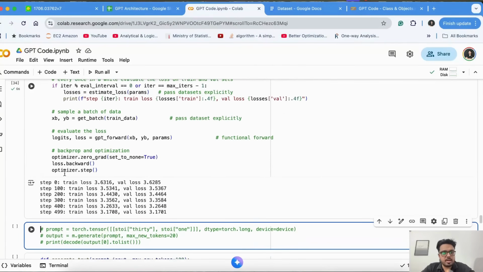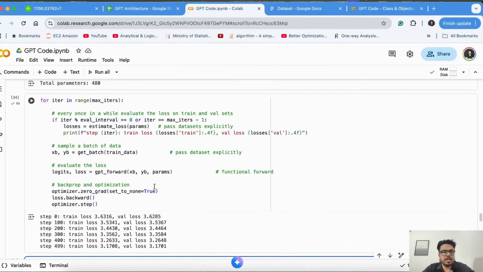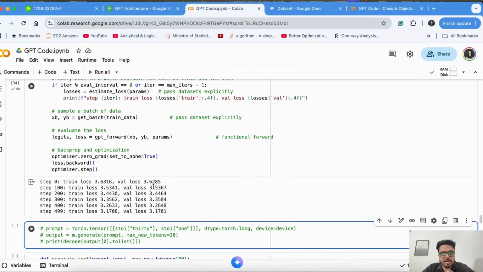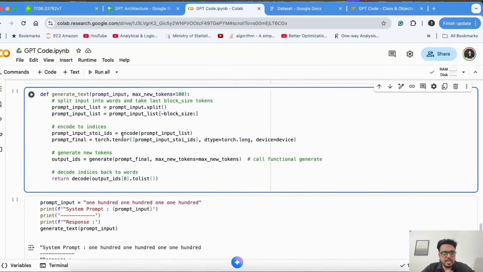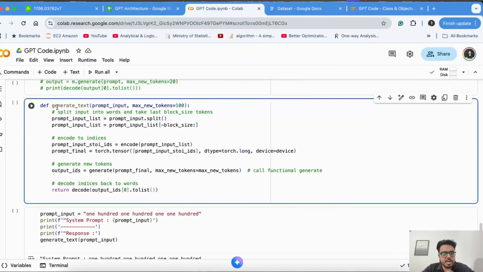So we see after like 500 iterations, the losses have dropped slightly, but not significantly, because again, the model that we trained was fairly simple and small. Okay, so now let's try to see how this performs. For that, we will be using a function called generate text.